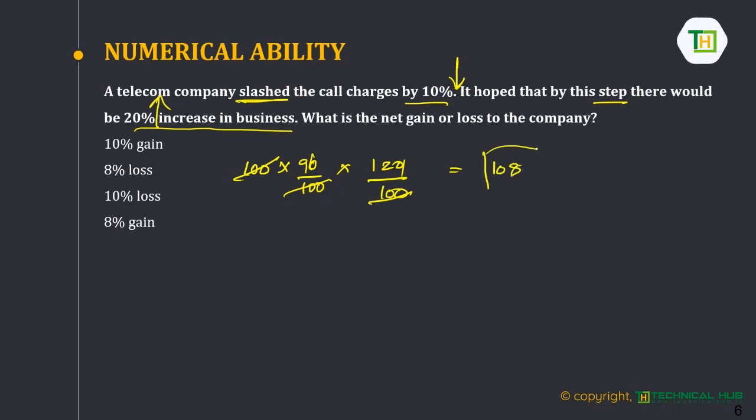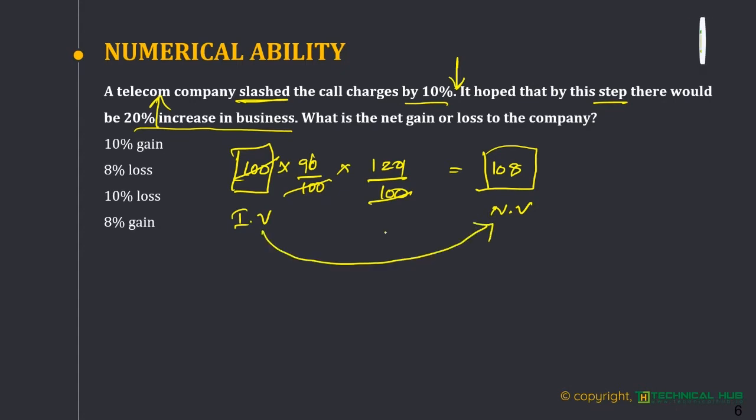Here if you observe carefully, the resultant answer is 108 and the initial value is 100. This is the initial value and this is the new value. Compare these two. If you compare these two, the new value has increased by 8 percentage. So definitely there is a gain. Increase in the sense gain only. There is a gain of 8 percentage.